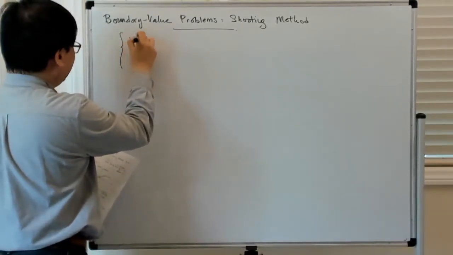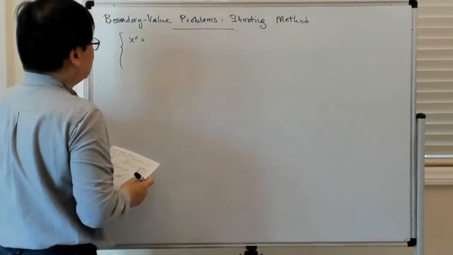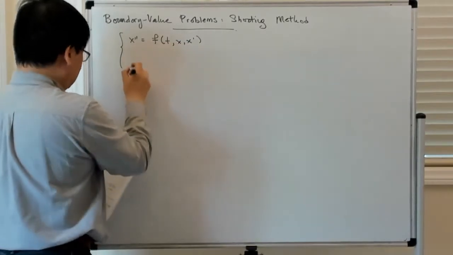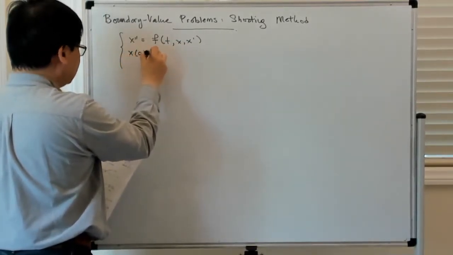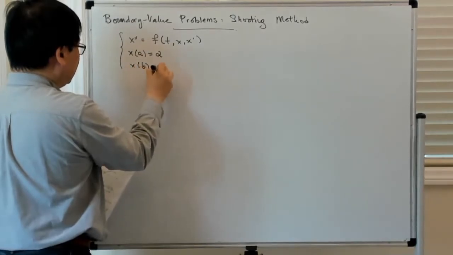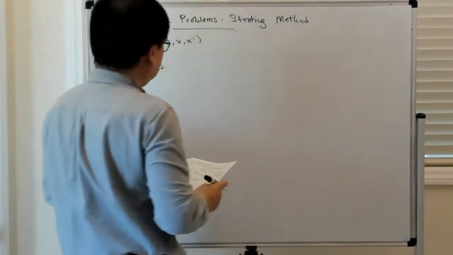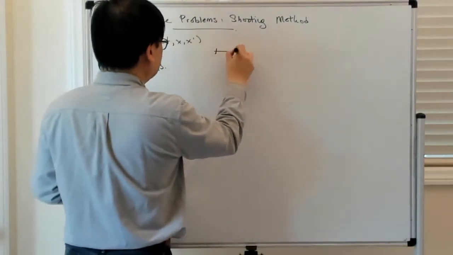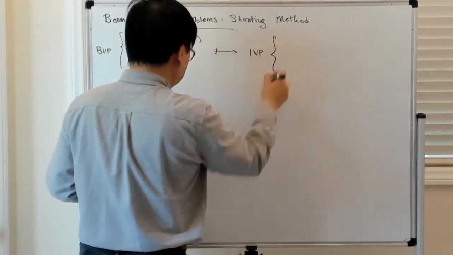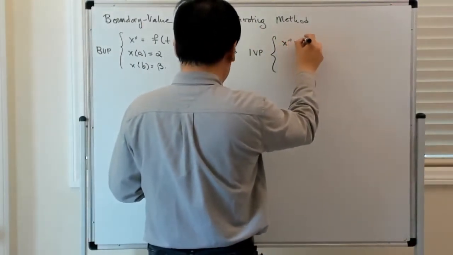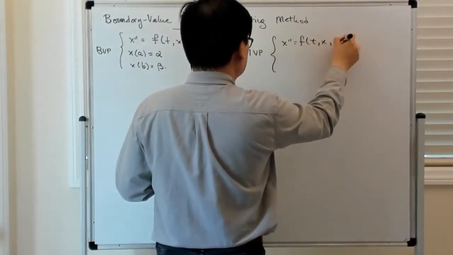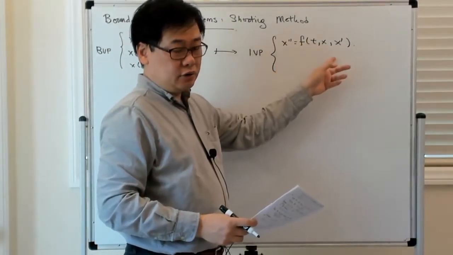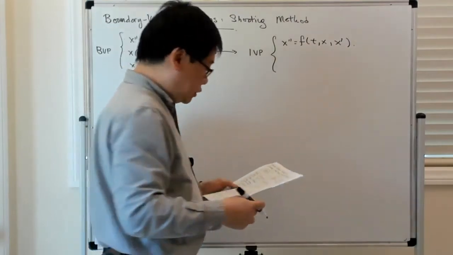So let's say we have a second order two-point boundary value problem. x double prime is equal to f of t, x and x prime, with boundary data x of a is equal to alpha and x of b is equal to beta. So this is a boundary value problem, and I'm going to convert it to an initial value problem. x double prime is equal to f of t, x and x prime. And then, of course, in practice, you will often convert that second order differential equation into a system of two first order equations.